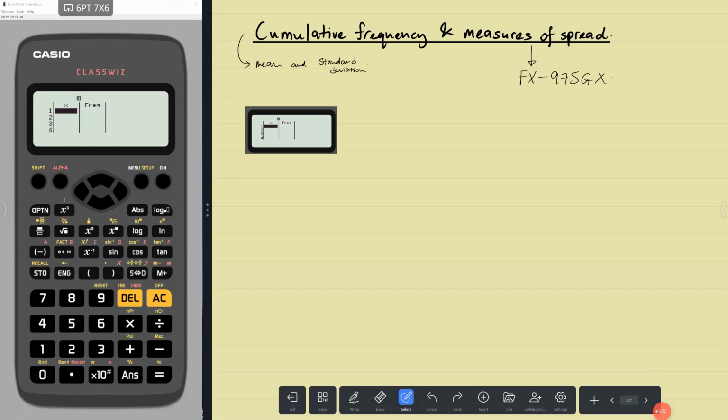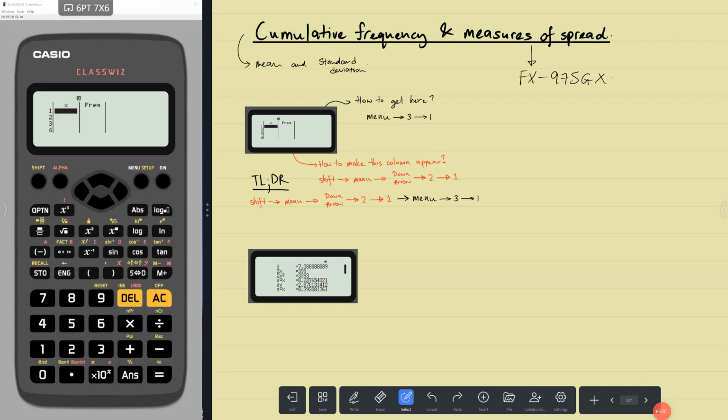First of all, you need to understand that you have to get to this screen. More importantly, you need to understand how to get to the screen along with the column you see that's labeled frequency. You can copy down these steps later on, or you can just take a screenshot. To get to this particular page with both of these columns, where there's an X and a frequency as well, you can follow the steps under the "too long, did not read" section. Of course, you can pause the screen and take your time to memorize and copy this down. It's all about practice, so do start to memorize this portion of the video.